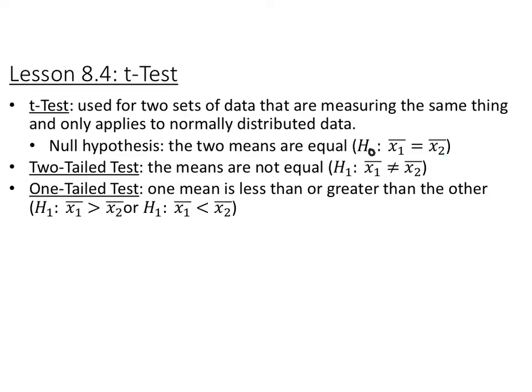Your alternative hypothesis depends on what type of t-test you're doing. There's two types: the two-tailed t-test, where you're just looking to see if they're equal or not equal. So the alternative hypothesis for a two-tailed t-test would just be that the two means are unequal. With a one-tailed t-test, you're specifically looking to see if one mean is less than or greater than the other one. So your alternative hypothesis would be that, whichever way you're looking at it, one mean is greater than or less than the other mean.